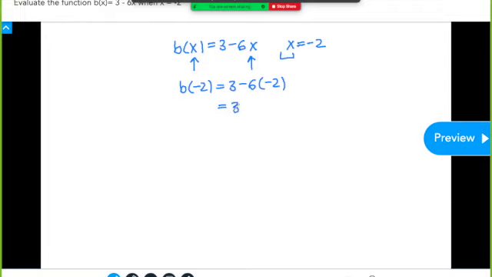So right here, I can combine the negative 6 times negative 2, and that gives me positive 12. Then 3 plus 12 just gives me positive 15. And so my answer for b of negative 2 is 15. Let me clear it, and then let's try out the next one.